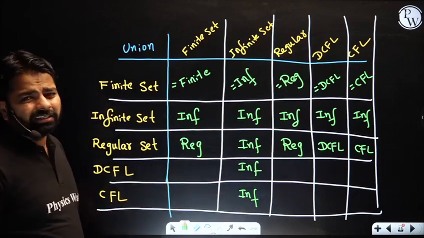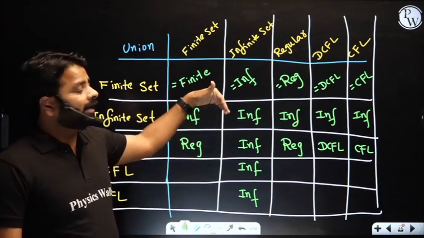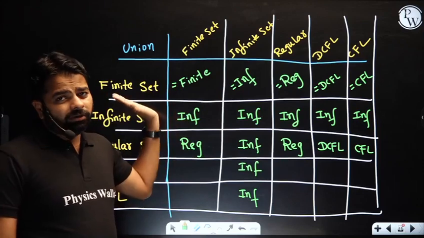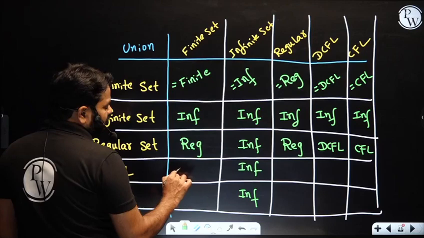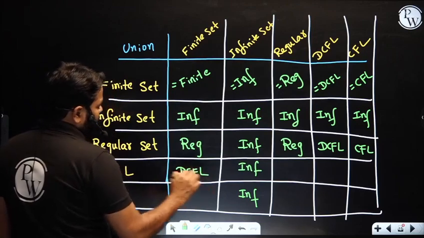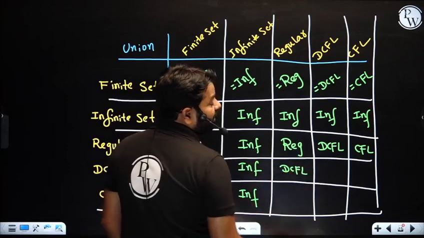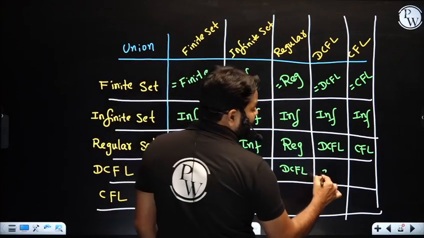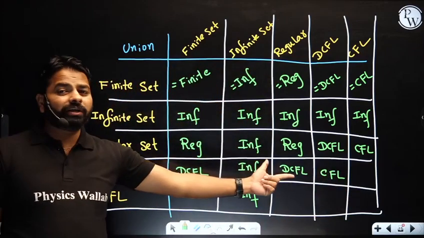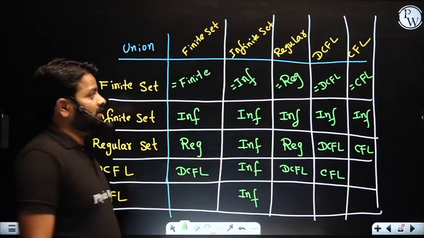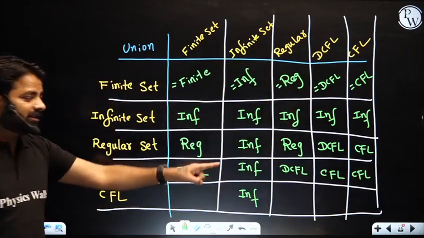Since union is commutative, you can fill either the upper triangle or the lower triangle. DCFL union finite is a DCFL. DCFL union regular is a DCFL. DCFL union DCFL is a CFL. Oh, it's a very important point: DCFL union DCFL need not be DCFL, but it is always CFL. DCFL union CFL is a CFL.